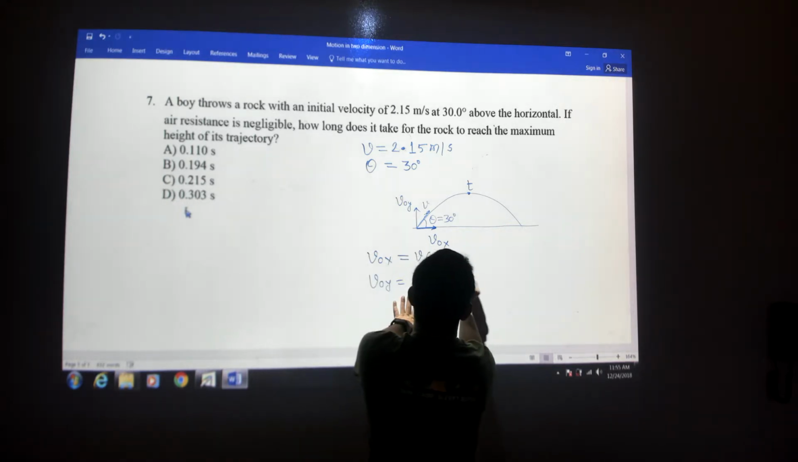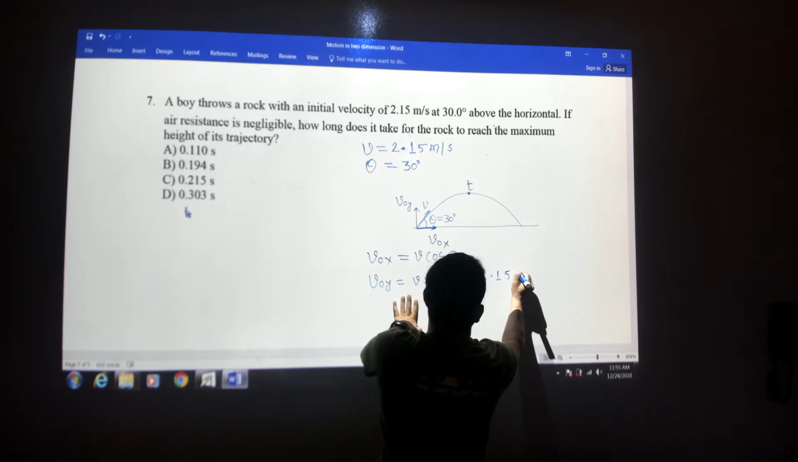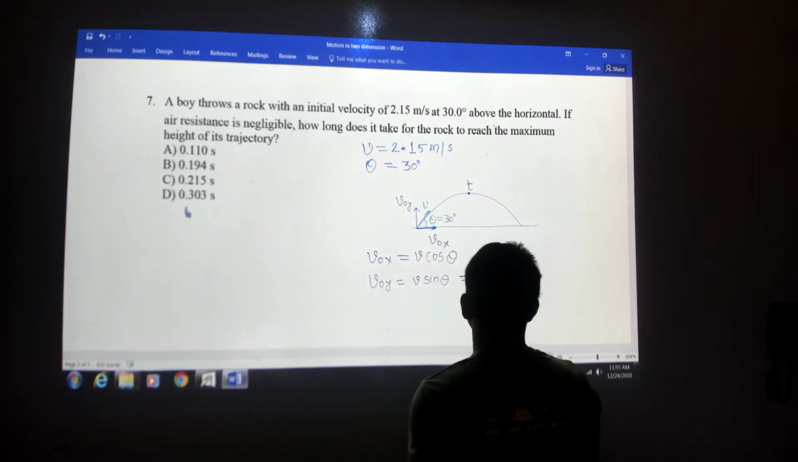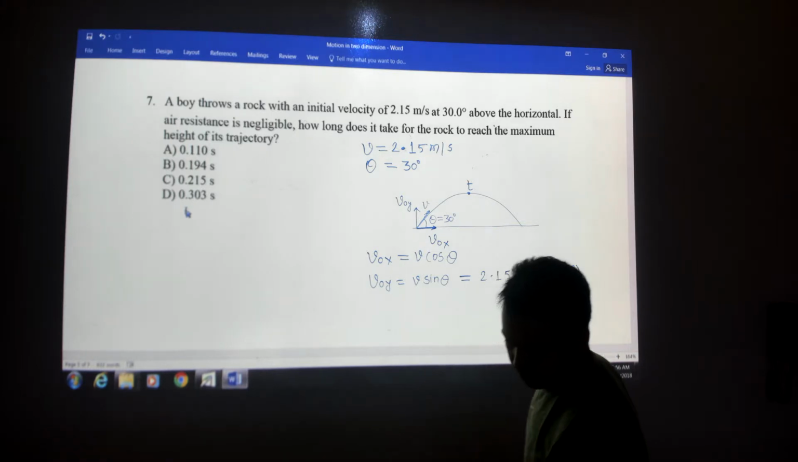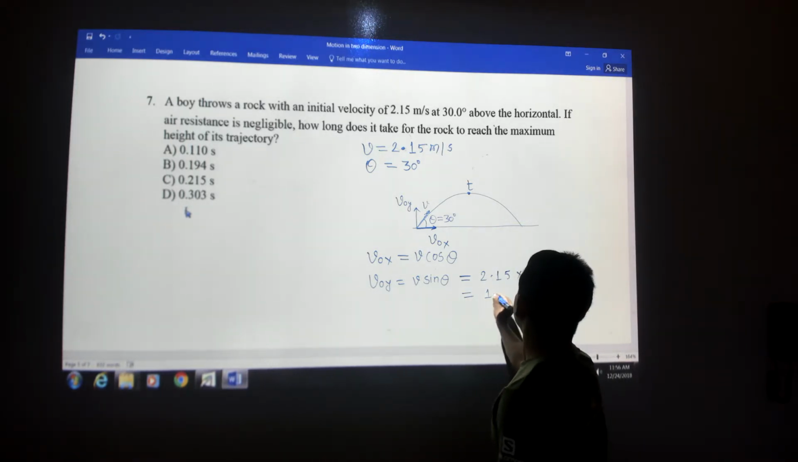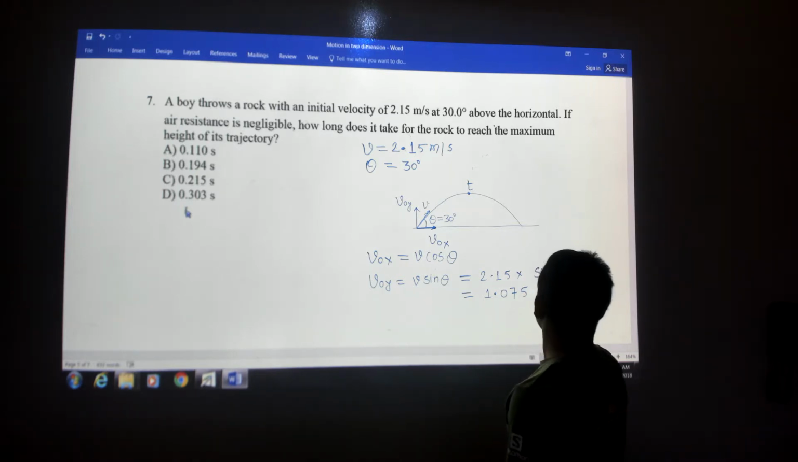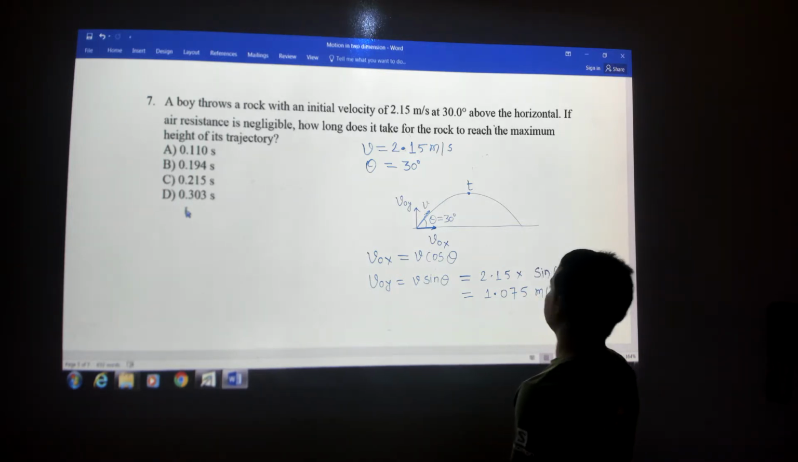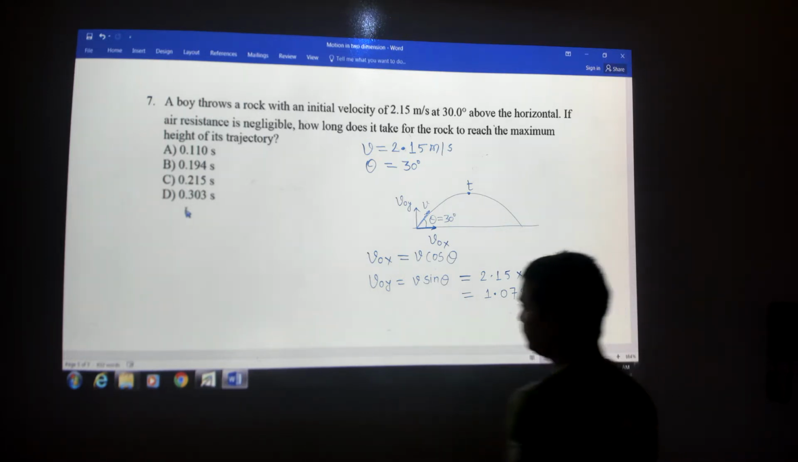So what is the y component? You see the v is 2.15, and theta is 30 degrees. Sine 30 degrees, just plug it in your calculator. Because sine 30 degrees is half, the y velocity will be half of this, 1.075 meters per second. So this is the velocity now.